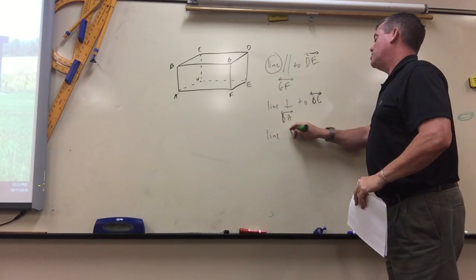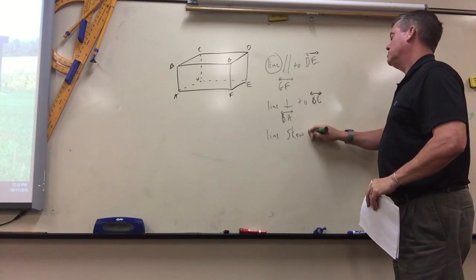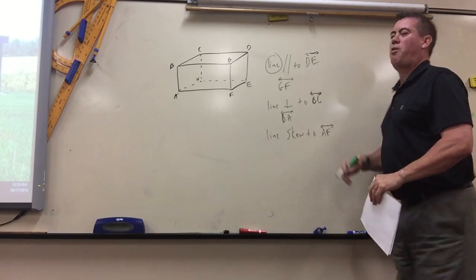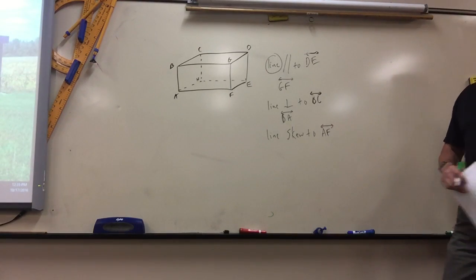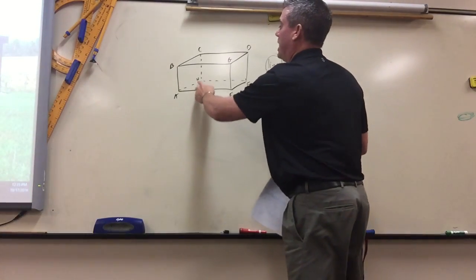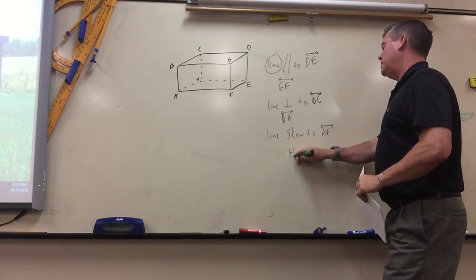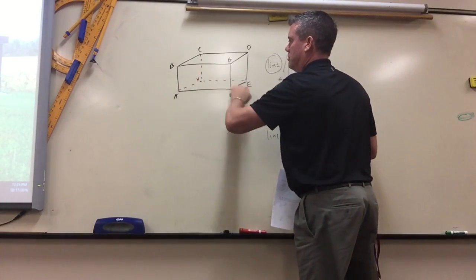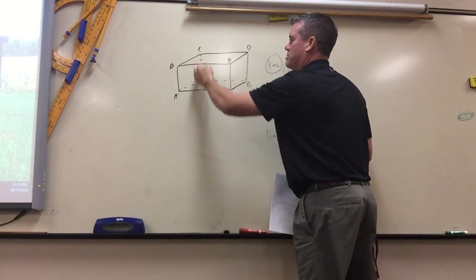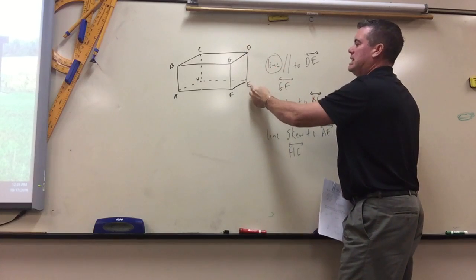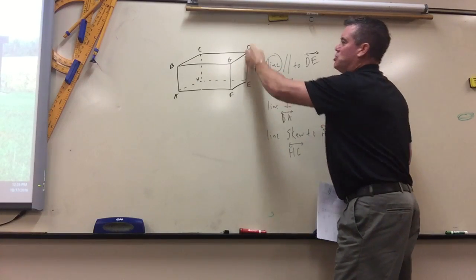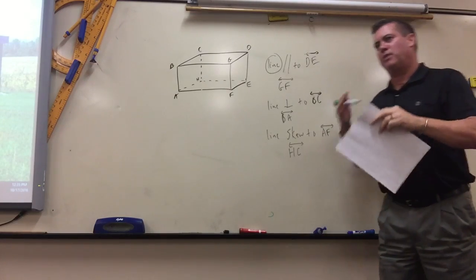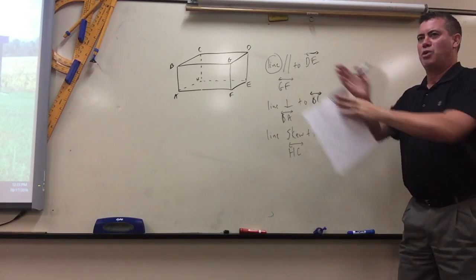A line skew to AF. HC. Which one? HC? Yep. HC would never intersect AF, but it's not parallel because it's in the back. You could have had DE, DG, GD, BC. Yep. Skew means they'll never hit each other, but they don't run the same direction.